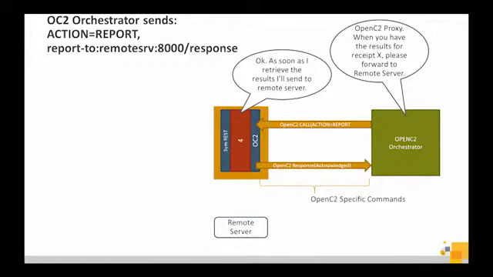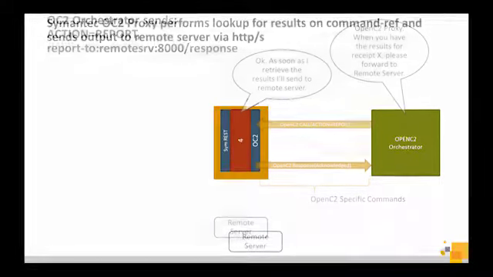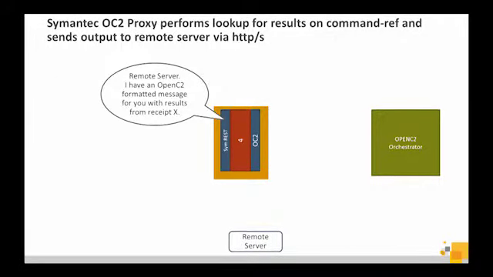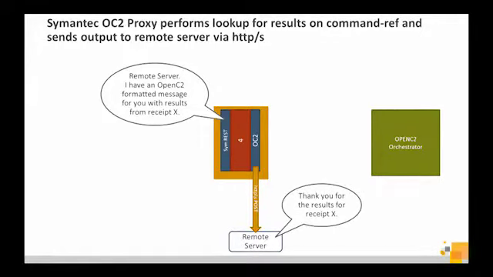Again, talking to the OpenC2 piece, and then the middle layer is doing all the translation and the queuing and messaging and all that stuff. And then it responds back at this layer because it translates it back to OpenC2. And holy smokes, I flew through this. All right, remote server, I have an OpenC2 formatted message for you with results from receipt X, and the remote server gets those results. And thank you for the results.